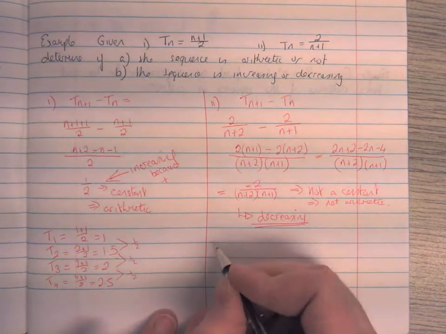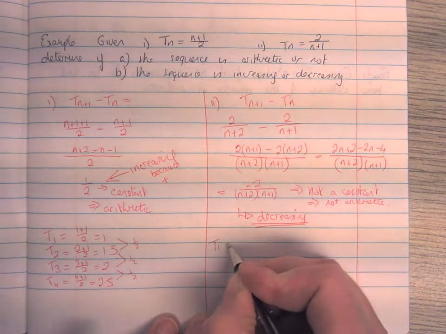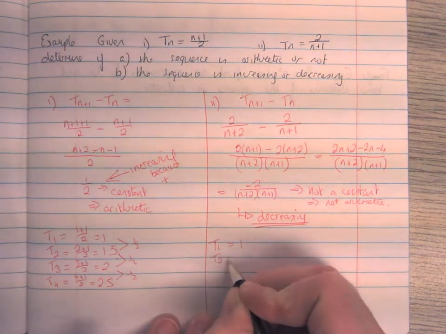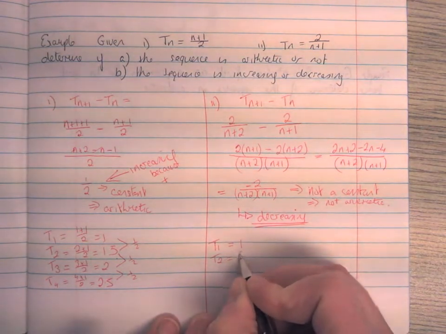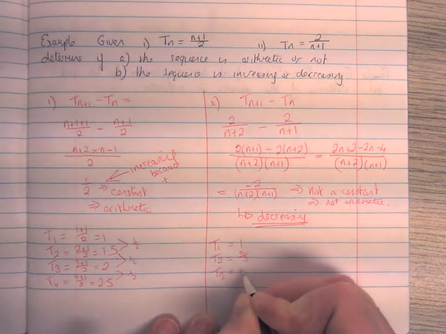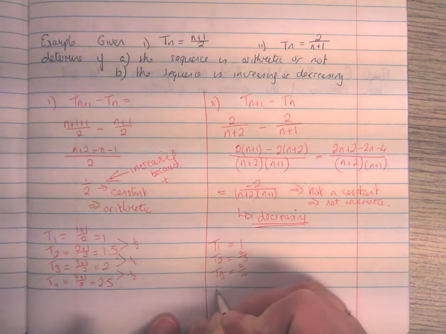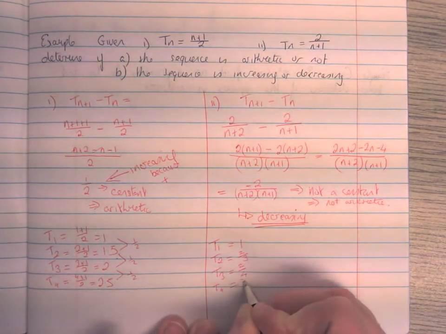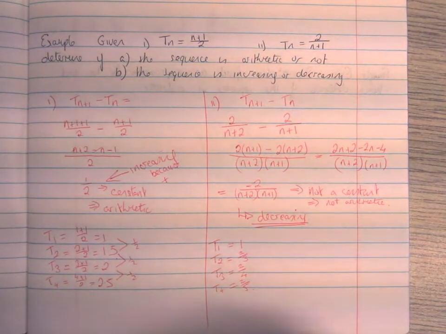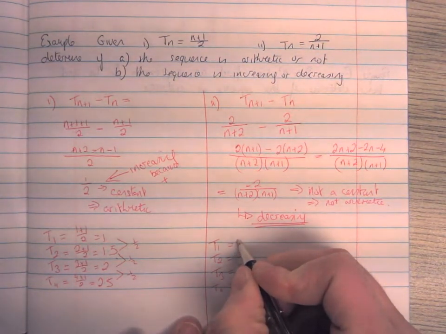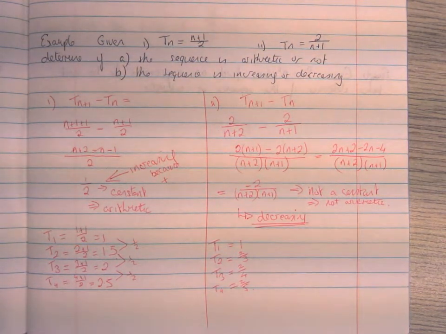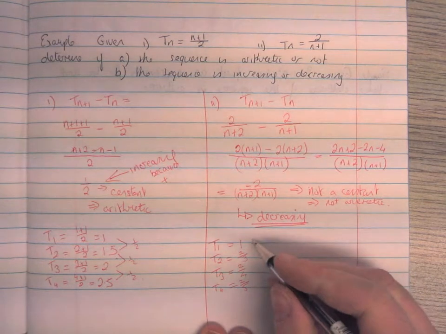So again, if we did this with numbers, if we just filled in T1, we'd get 1. T2, we get 2 over 3. T3, we get 2 over 4. T4, we get 2 over 5. Sorry, that's 2 over 2. Yeah, 2 over 2 as well. Okay, so you can see that it's not arithmetic.